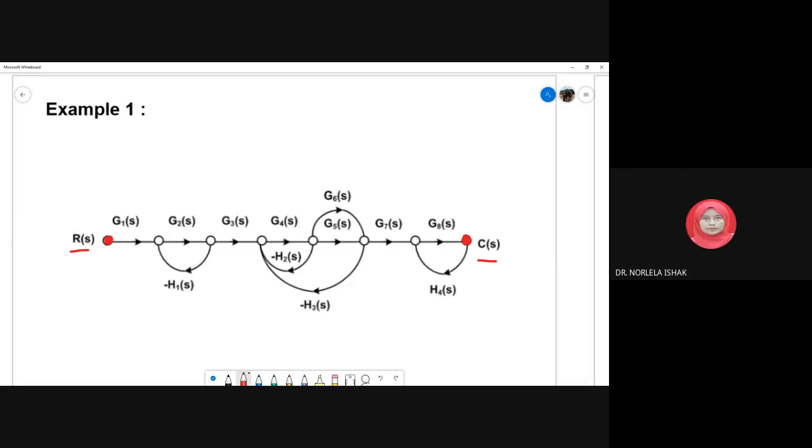Okay, very good. So how many forward paths do we have from this example? Let's make it P1. P represents forward path, meaning forward path number 1. We label it G1 multiplied by G2, multiplied by G3, G4, G5, G7, G8. This is the route from input to output.